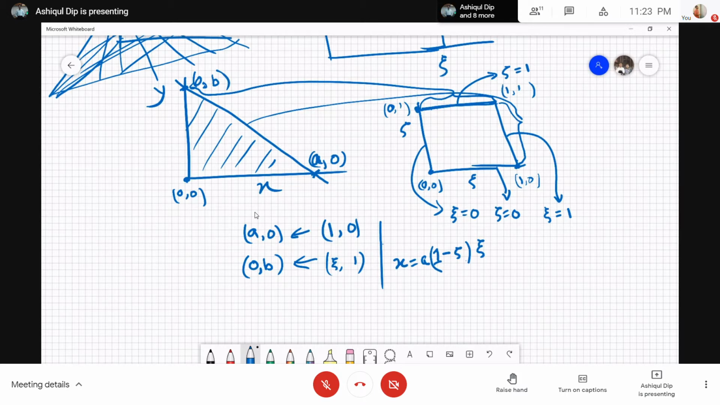Yeah. When xi equals something, but zeta equals 1, that gives us x equals 0, which is true as well, right? Yeah.